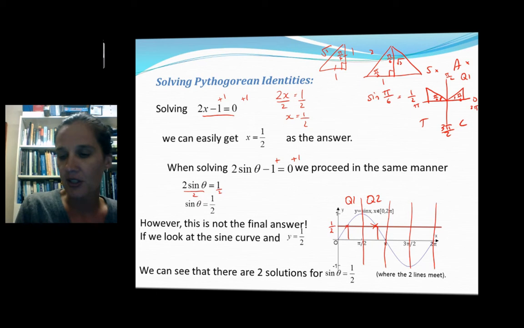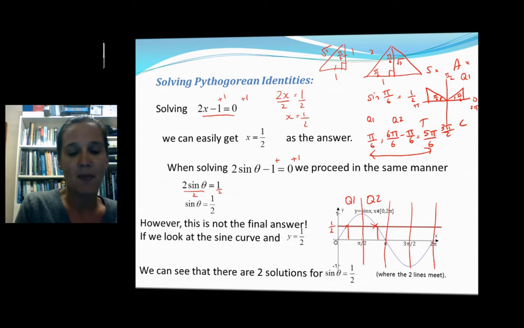So our two solutions are going to be pi on 6 in quadrant 1, and then in quadrant 2, we're going to have pi minus pi on 6. So to work this one out, we can make this 6 pi on 6 minus pi on 6. We end up with 5 pi on 6. So here are our two results for 2 sine theta minus 1 is equal to 0.